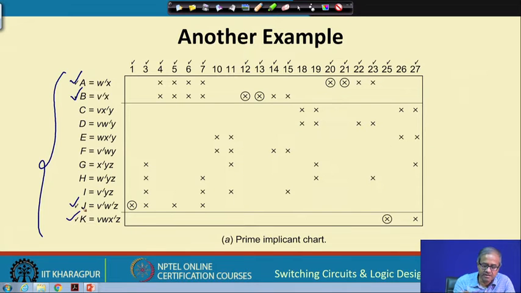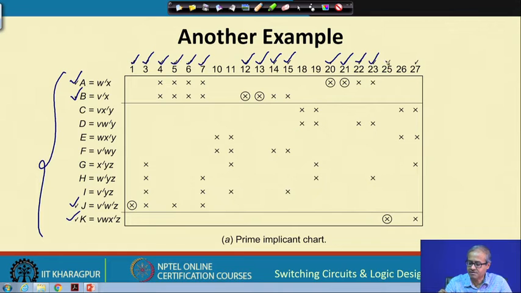A covers 4, 5, 6, 7, 20, 21, 22, 23. B covers 4, 5, 6, 7, 12, 13, 14, 15, that is it. J covers 1, 3, 5 is covered, 7 is covered, that is it, and K covers 25 and 27. So, what you are left out with? You are left out with 10, 11, 18, 19 and 26, these 5, right.